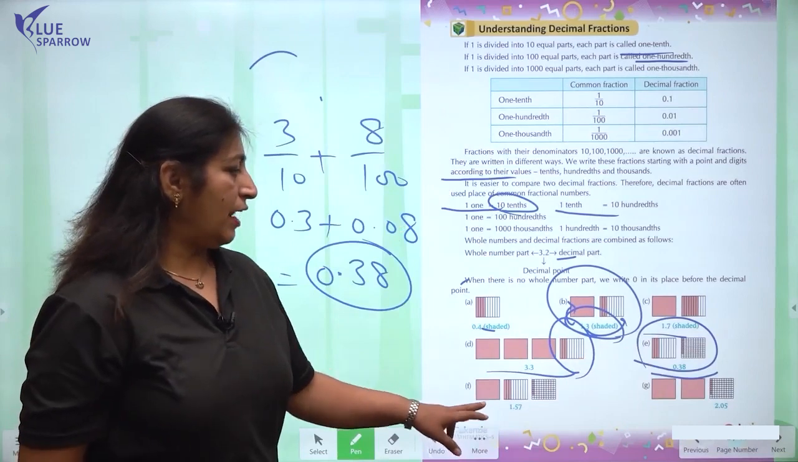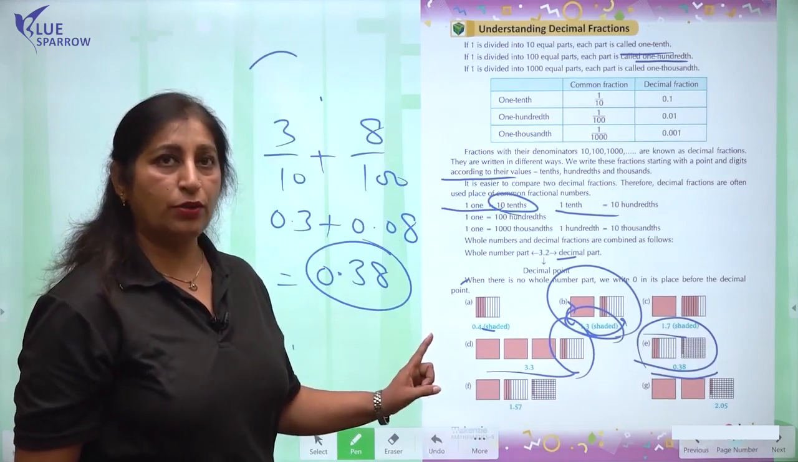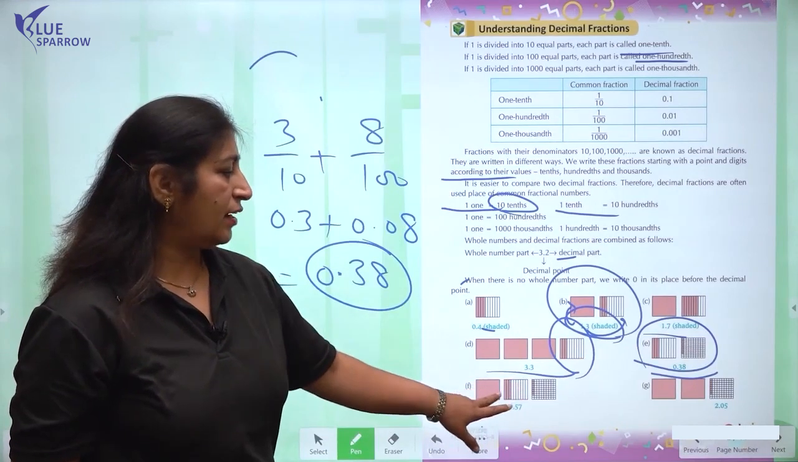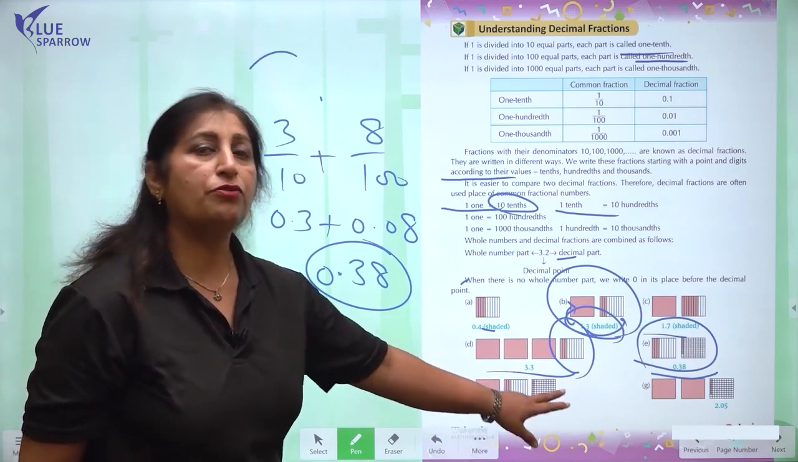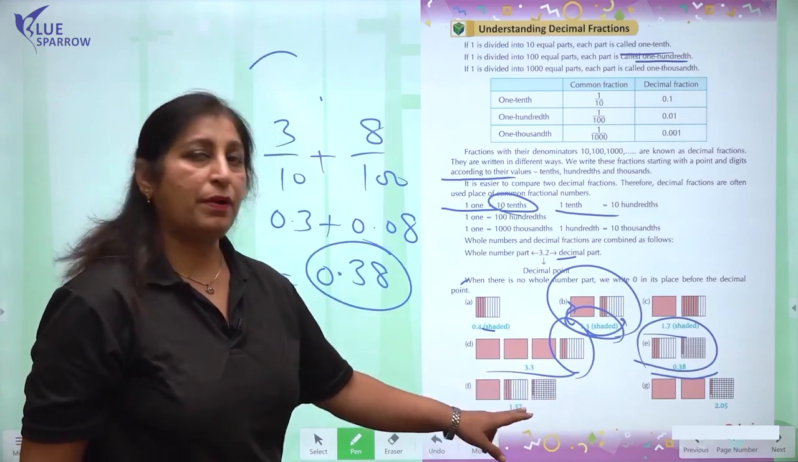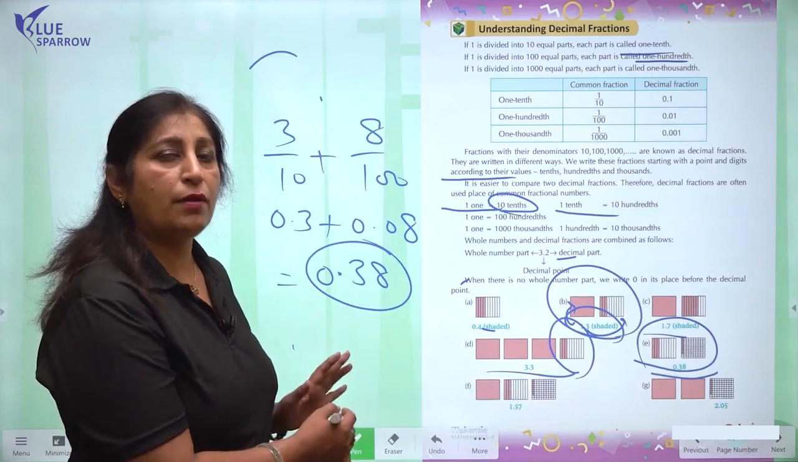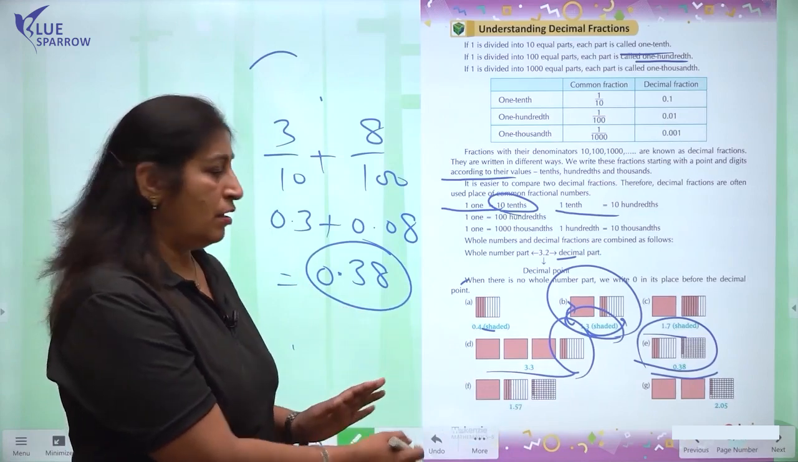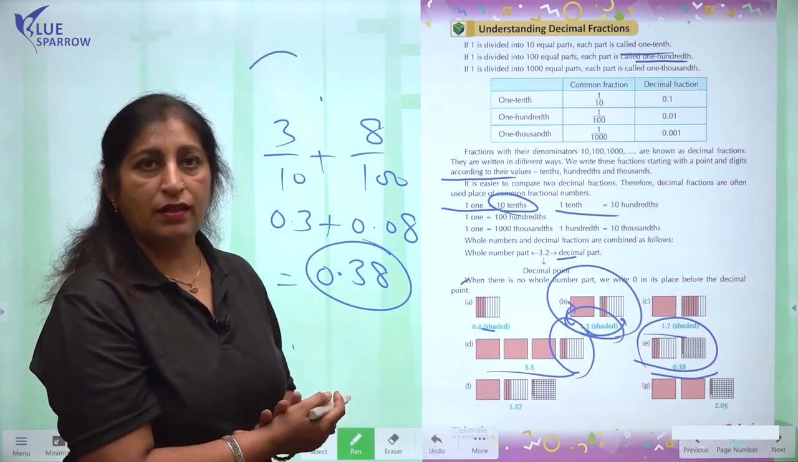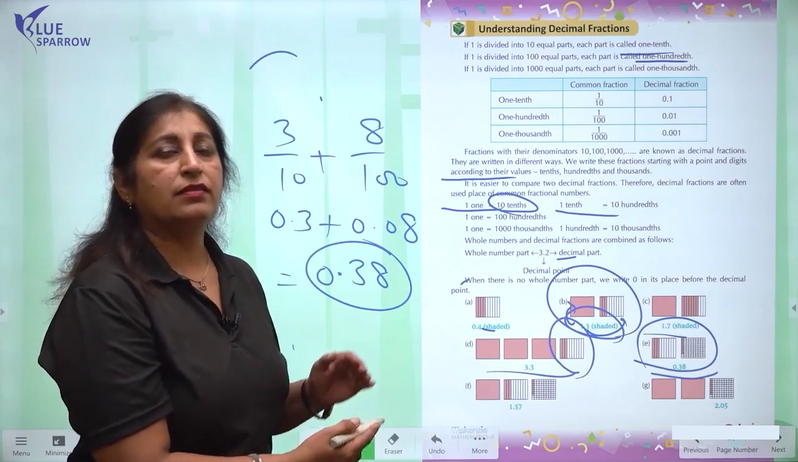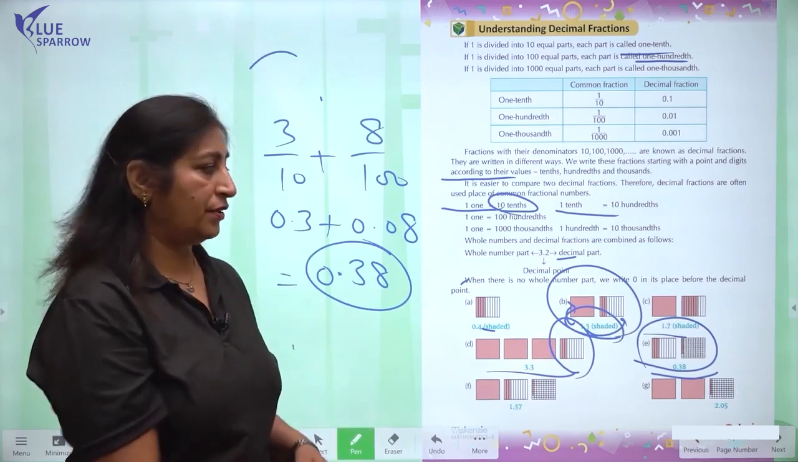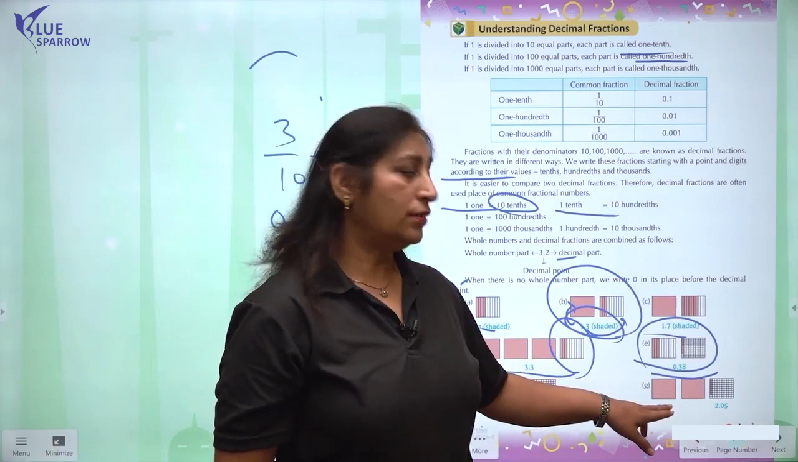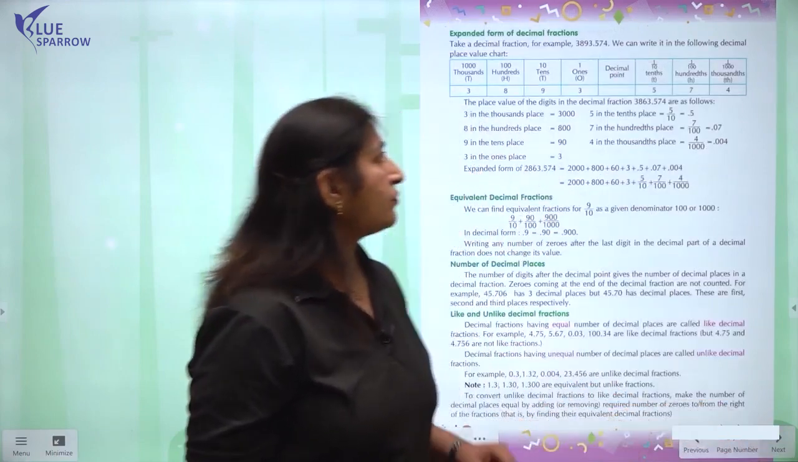Now, here in F part you can see that there is one complete whole, and out of 10 there are 5 parts shaded, and out of 100 there are 7 parts shaded. So, its number would be 1.57. Firstly, we just write the whole number part, then we write the tenth part, then we write the hundredth part. Now, write the number for the next part yourself.